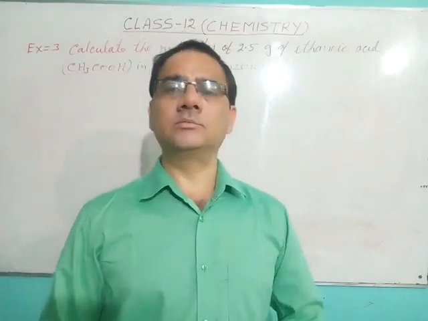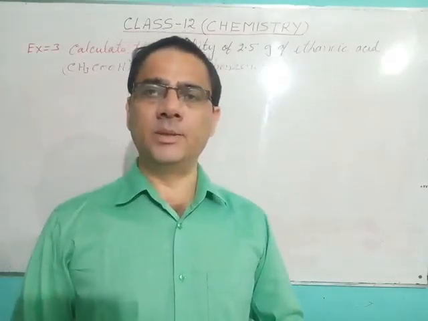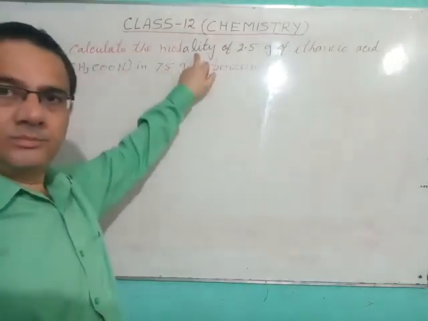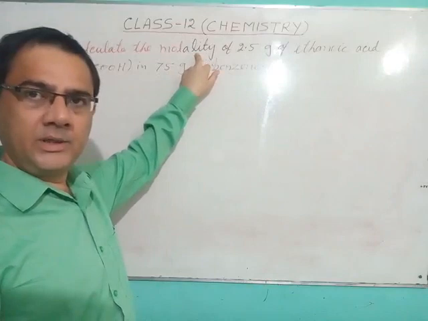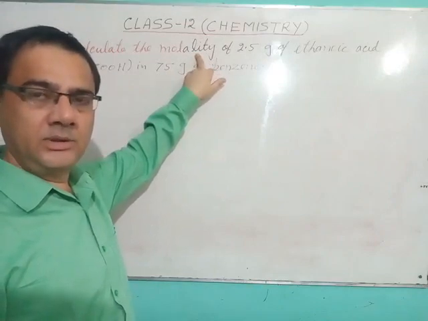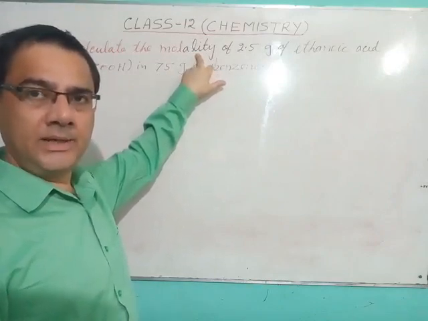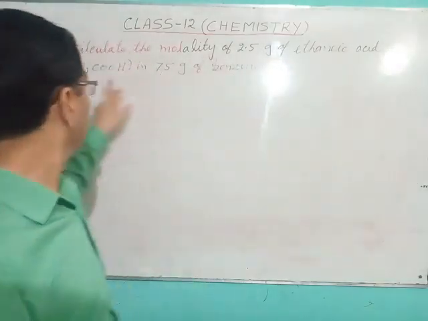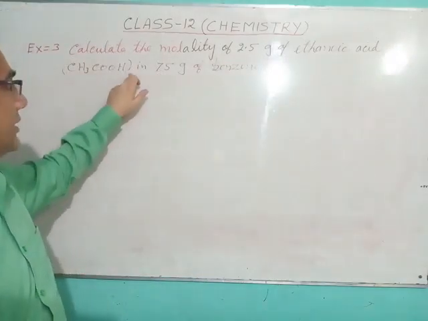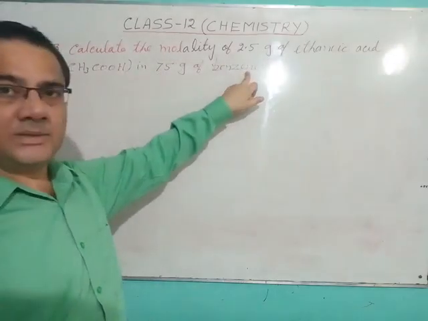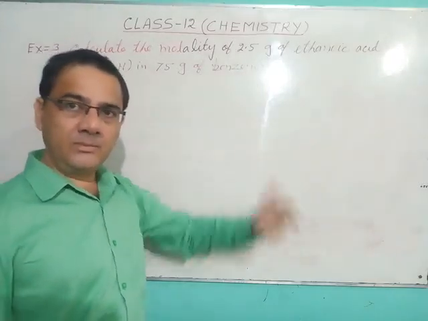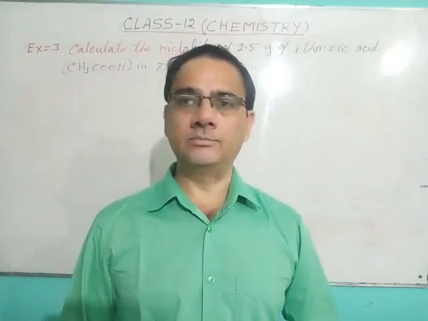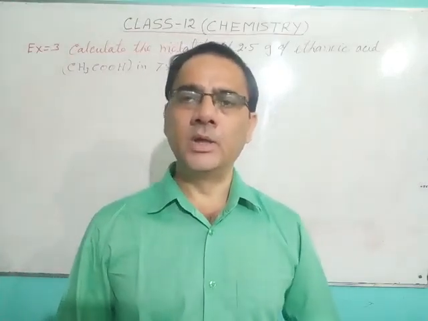Now we are taking the third example of your NCERT book and see the question. Calculate the molality. Just now in the previous question we have calculated the molarity, and now in this question it is asked to calculate the molality of 2.5 gram of ethanoic acid, chemical formula CH3COOH, in 75 gram of benzene. One time we revise the difference between the formula of the molarity and molality. That also I have already told you.